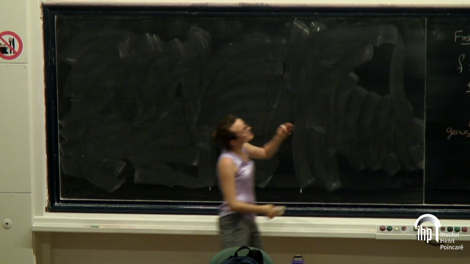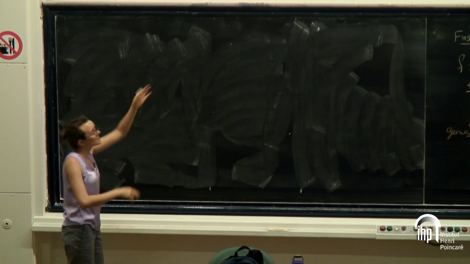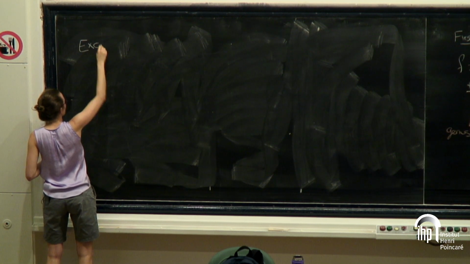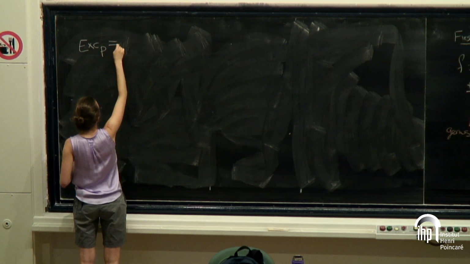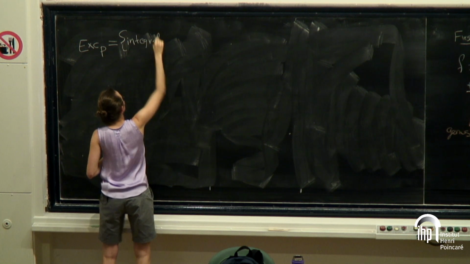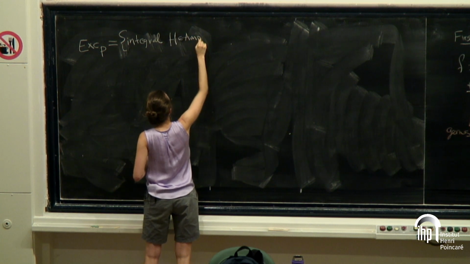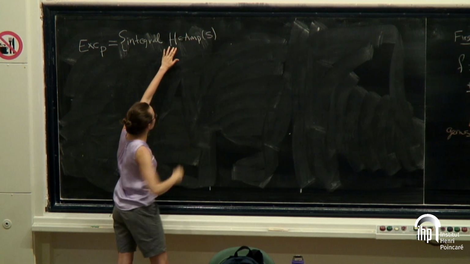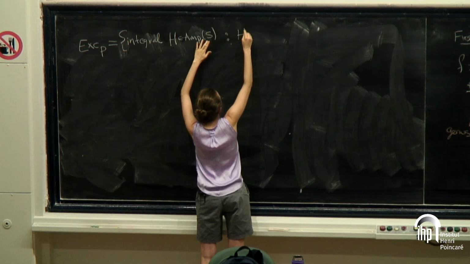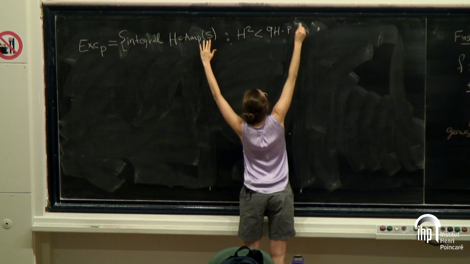OK, so to remind you what I just said, fix a very ample polarization on my surface. And now I'm going to define the exceptional set with respect to this polarization. It's just going to be all of the integral classes H inside the ample cone of S. So it's just some ample divisors on my surface S, such that H squared is strictly less than 9 H dot P.